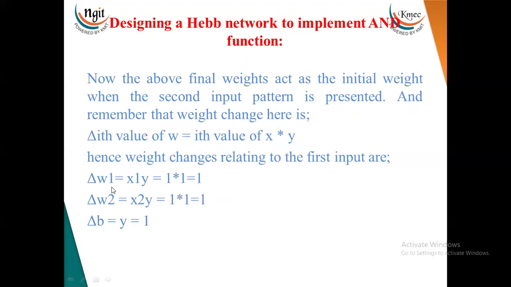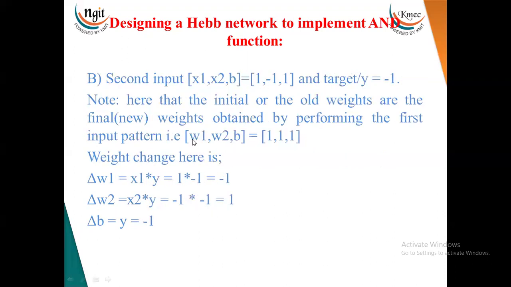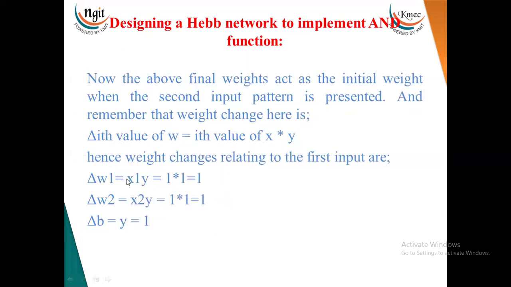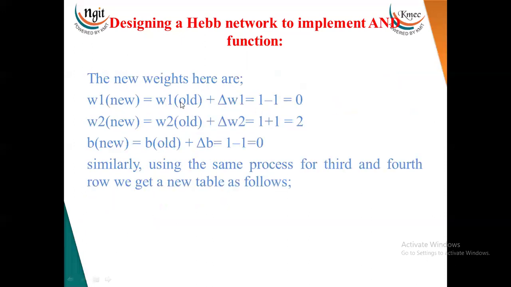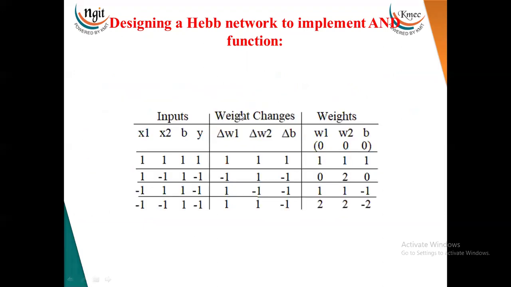What is delta W1? The difference between two values, that is x1 into y, x2 into y, and b equal to 1. Now these delta W1, delta W2 and bias will be used in this case. If you take W1, W2 and B, they are ones. So these ones will be used in this particular connection. Again, I'll calculate delta W1, delta W2 and bias. Then I'll take the third one. Again, with these new weights, I'll calculate W1, W2 and B. So this will be repeated for all the values.